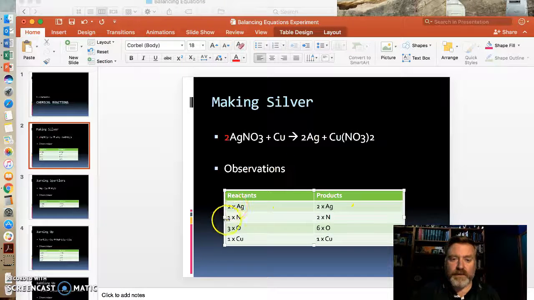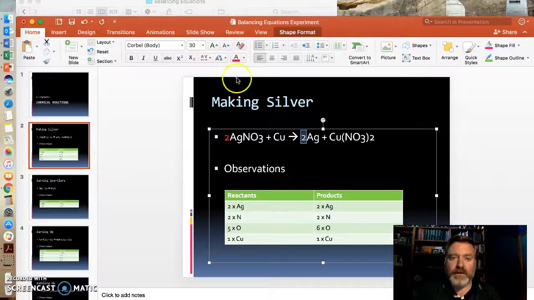2 times 2, I've now got 2 nitrogens, and I've now got 6 oxygens. That's all okay. Copper's going to change? No, copper's going to be okay too. So that's what I need to do. To balance this equation, all I required was to acknowledge the fact that I needed 2 silver nitrates, and I had 2 silver atoms joined in a metallic bond, and then the nitrates are balanced. Okay.